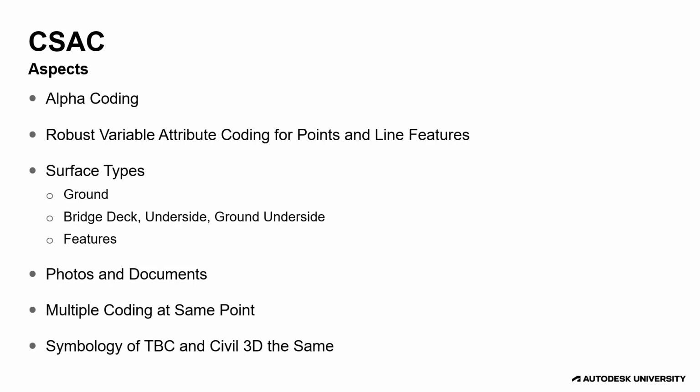We can have a feature attribute and a ground attribute at the same point or along the same feature line. So maybe I'm collecting the metal beam guardrail as a feature, but it's also going to be a ground point.